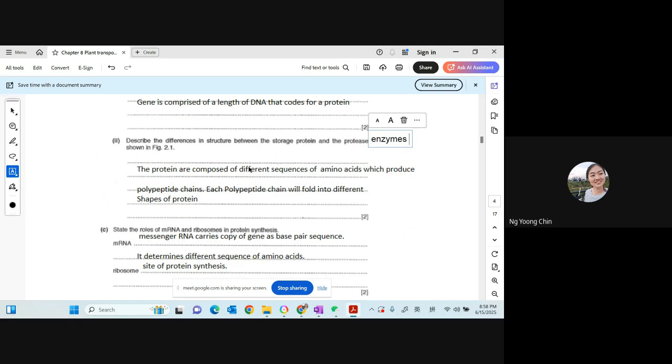Because even though both are proteins, they are comprised of different sequences of amino acids. Different sequences of amino acids will produce different polypeptide chains, and each polypeptide chain will fold into a different shape or structure of protein.